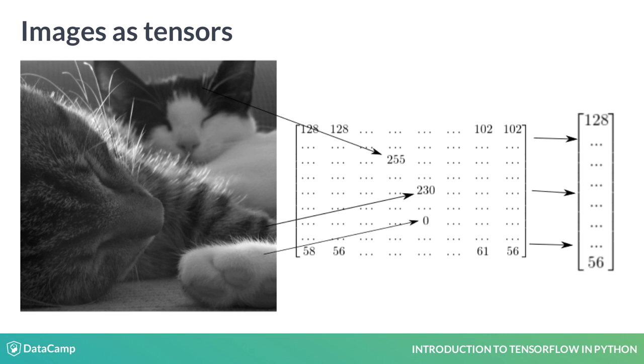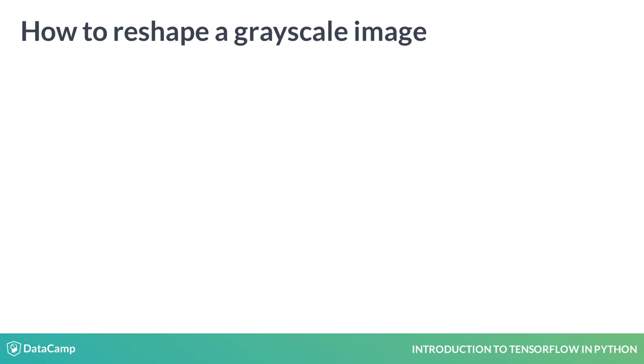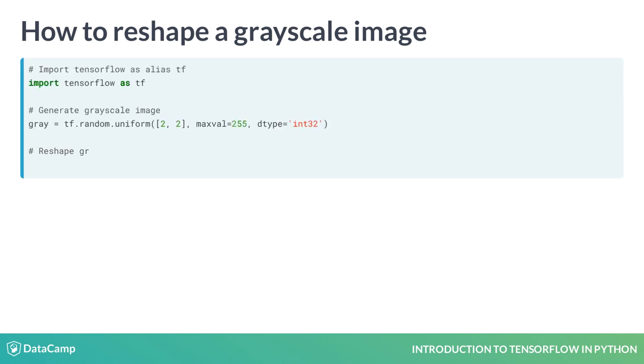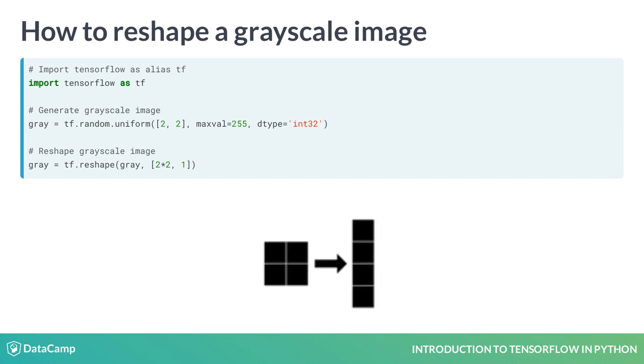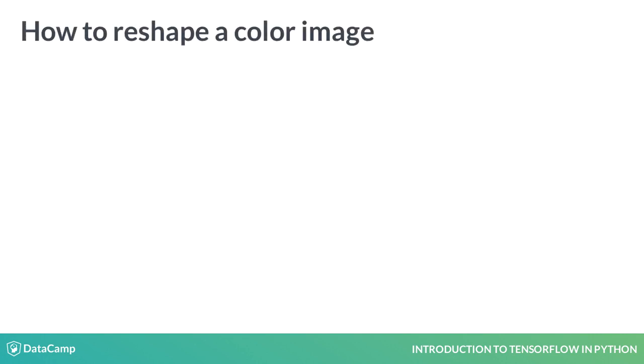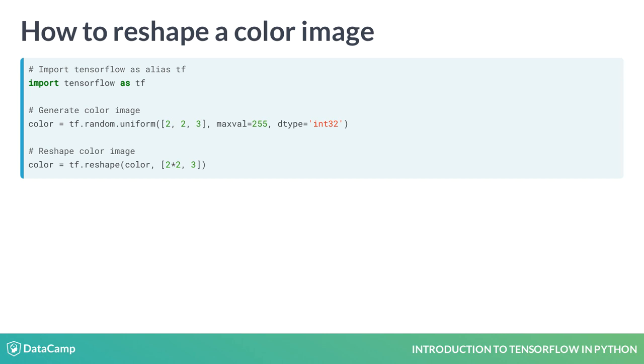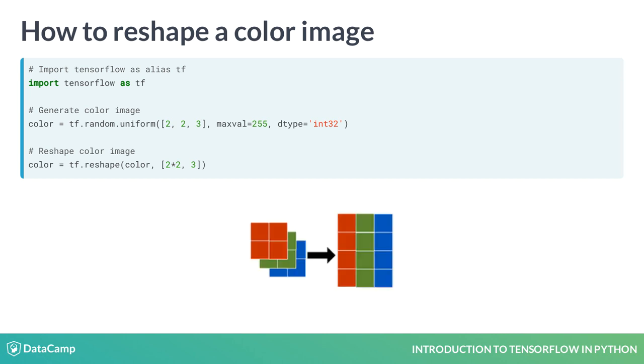Now that you've seen how images can be represented as tensors, let's generate some input images and reshape them. We will create a random grayscale image by drawing numbers from the set of integers between 0 and 255. We will use these to populate a 2x2 matrix. We can then reshape this into a 4x1 vector as shown in the diagram. For color images, we will generate 3 such matrices to form a 2x2x3 tensor. We could then reshape the image into a 4x3 tensor as shown in the diagram.